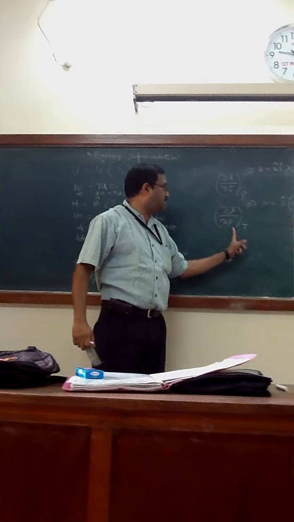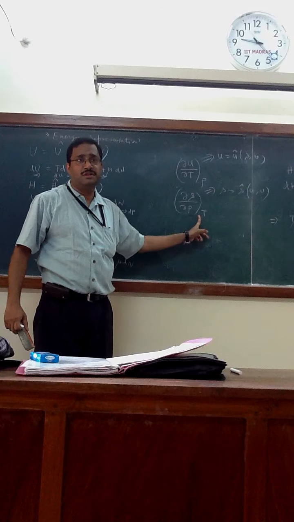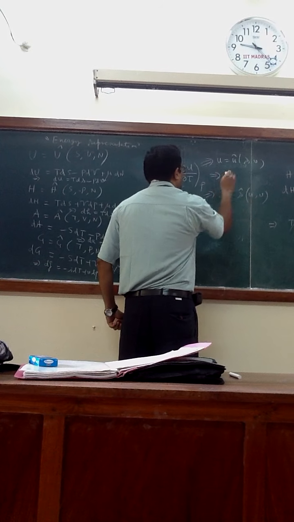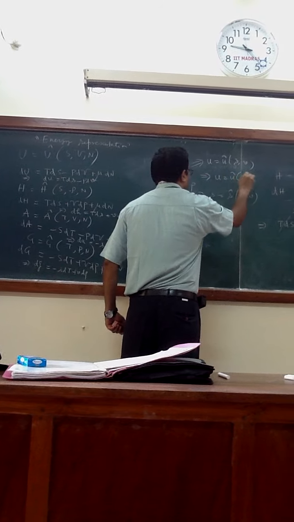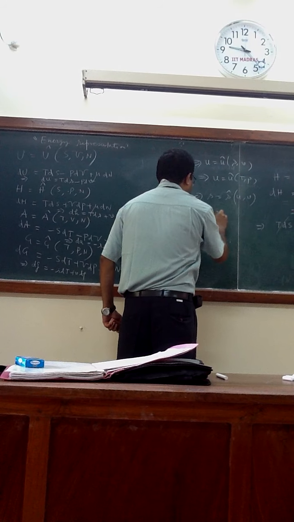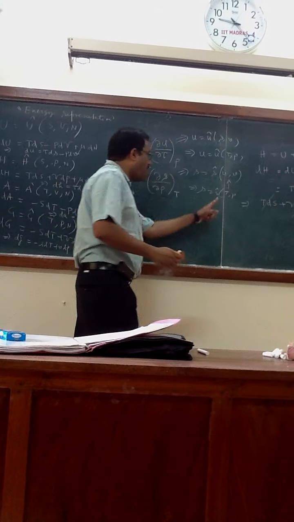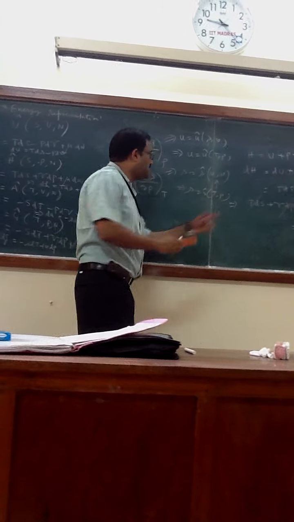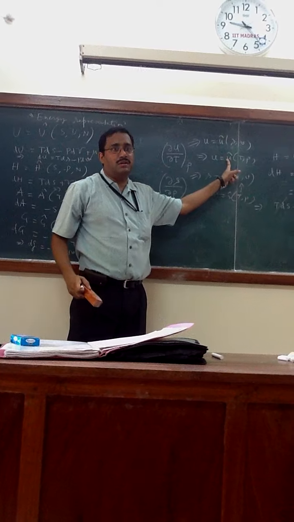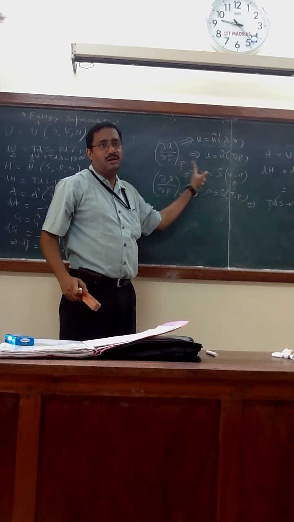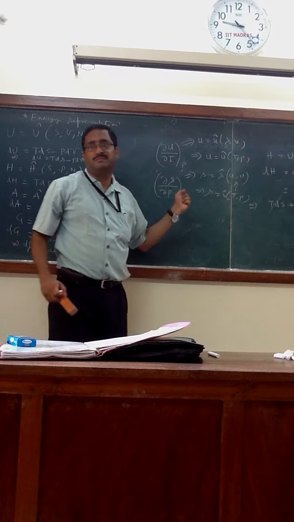It says S is a function of temperature and pressure. It suggests that S can be expressed as a function of temperature and pressure, but we know this. How, knowing this, do we get this one? If you get this one, then only you can calculate.